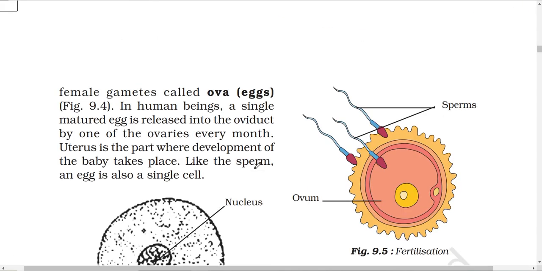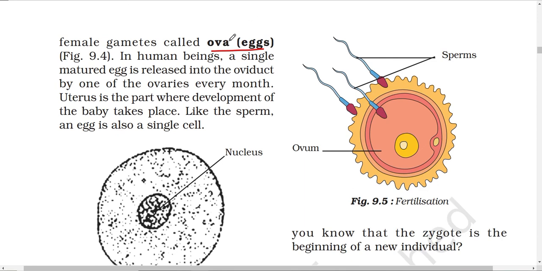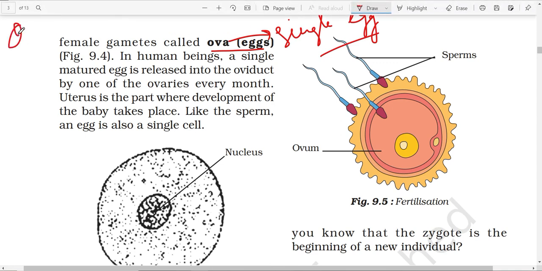Now let us move to the next page. I already told what the female gamete is, the ova, that is the egg, and this ova or egg is a single egg. It is released into the oviduct every month. So I hope this is clear to you people.